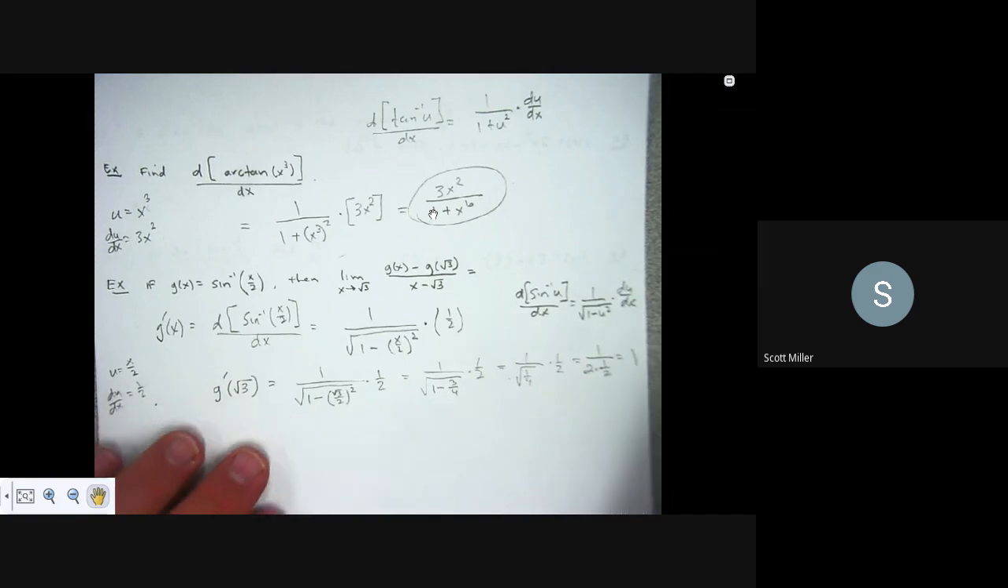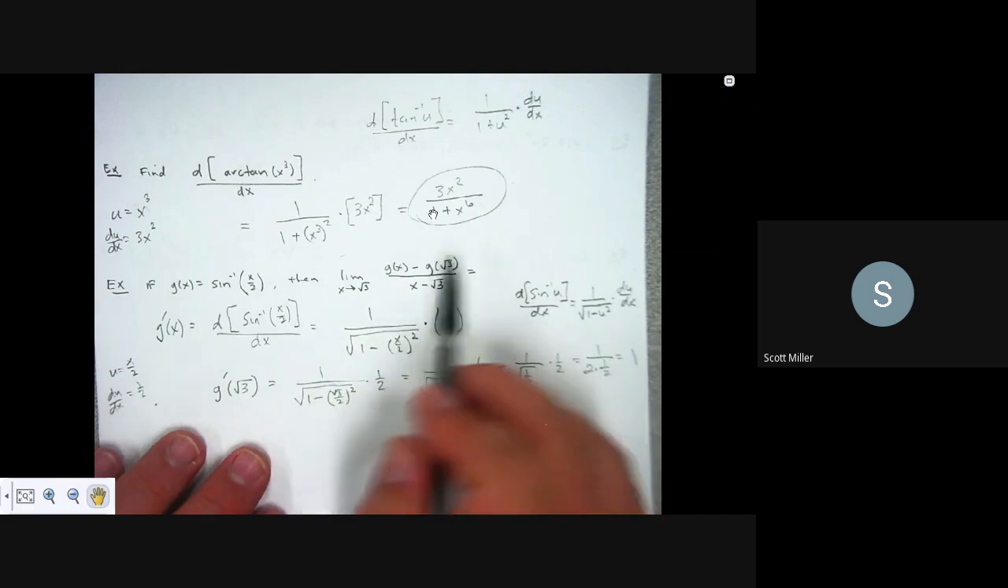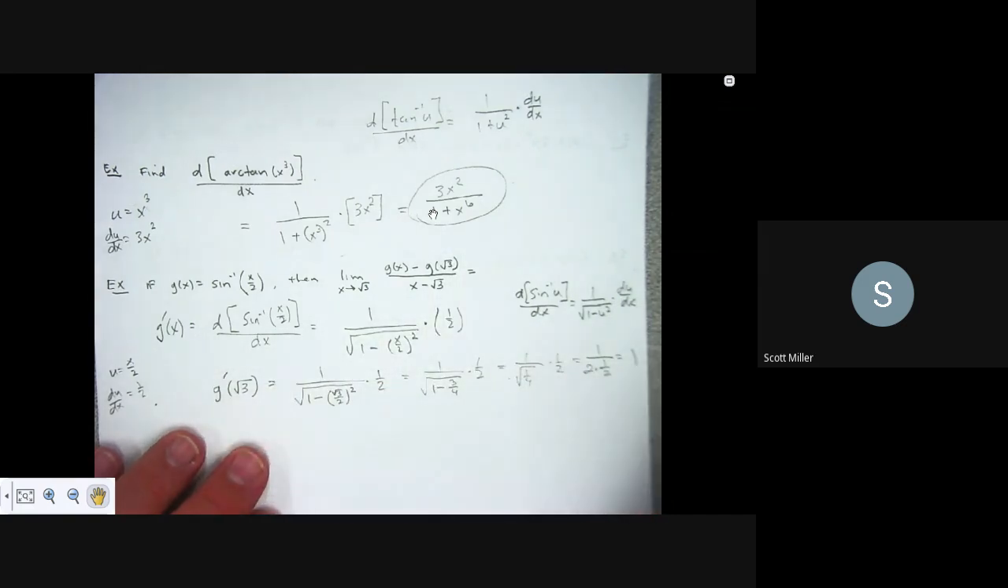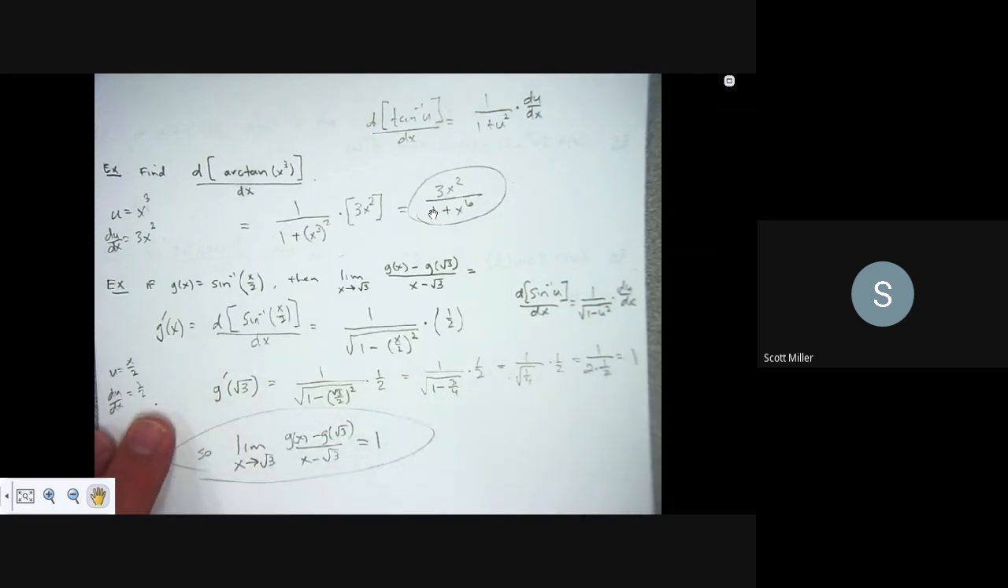Okay? So they asked me to find this limit. Since I recognize it as a derivative, I can use the derivative to help me figure that out. And so now I have, in conclusion, the limit as x approaches the square root of 3 of g of x minus g of square root of 3 over x minus the square root of 3 is equal to 1, and you're done. Okay?